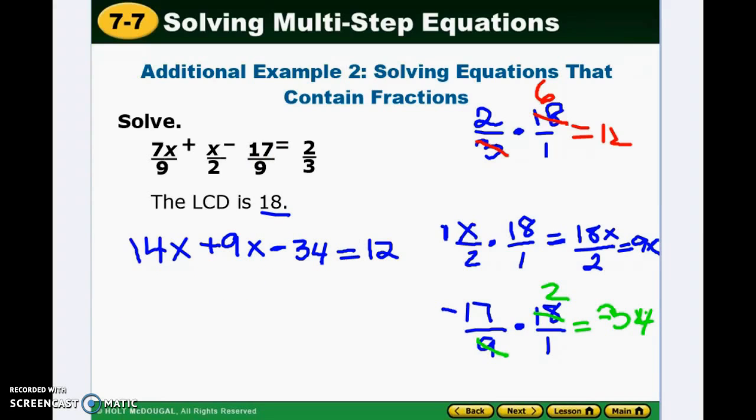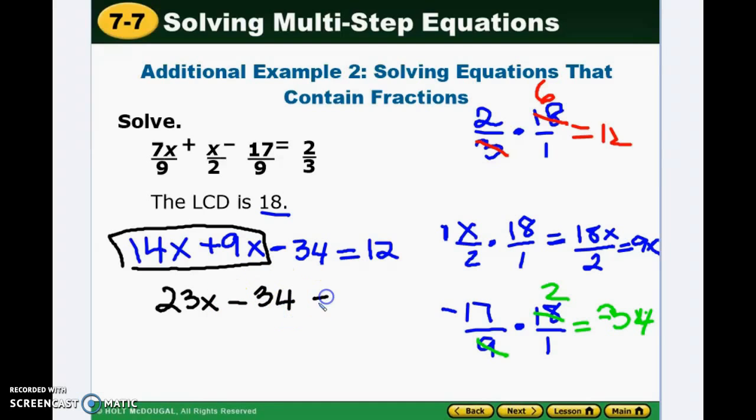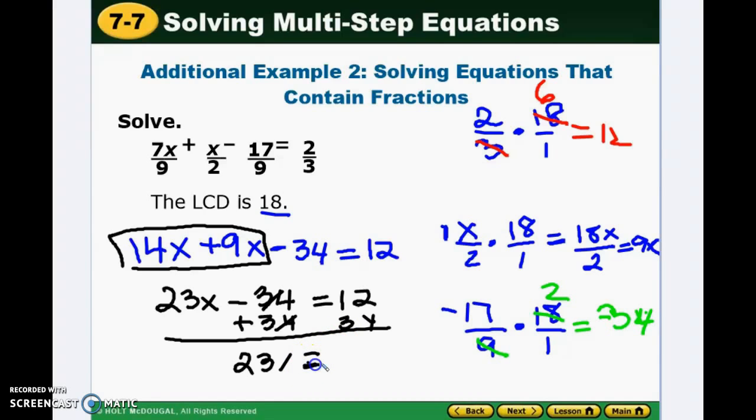So now we can go ahead and look to see if we have any like terms. And in this case we do. We have a 14x and a 9x. So we need to put these together. And that will give us 23x minus 34 is equal to 12. And now this is a two-step equation. Easy peasy. Add 34 on both sides. We get 23x is equal to 46. And divide both sides by 23.